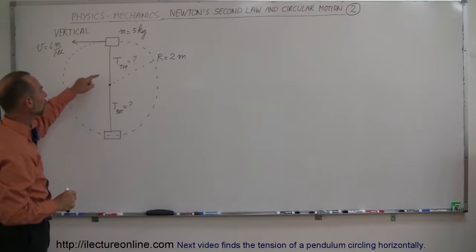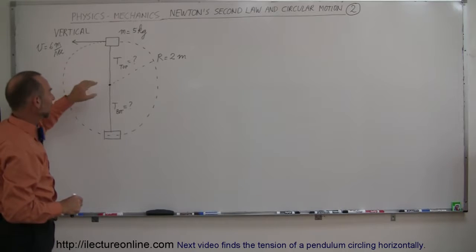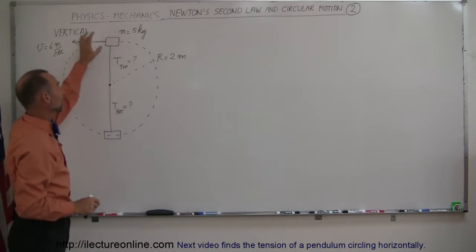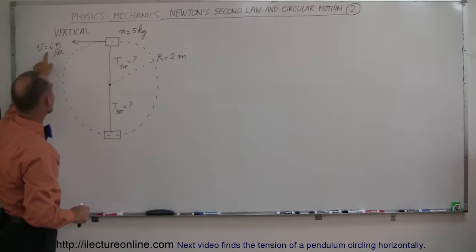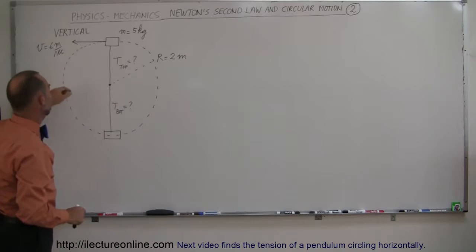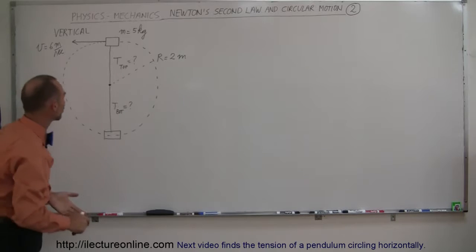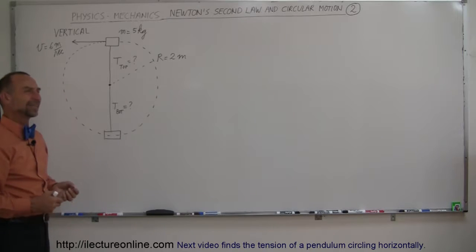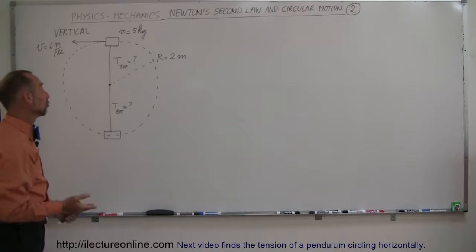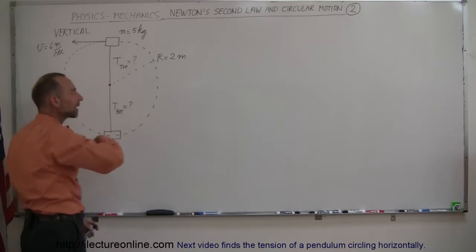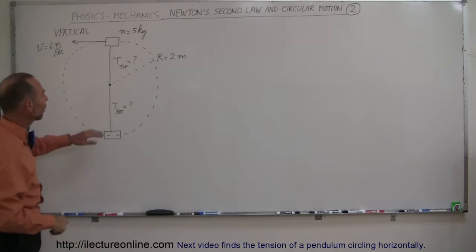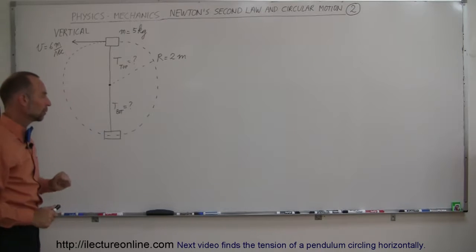What is the tension in the string when the object is at the top, and what is the tension in the string when the object is at the bottom if the object is going around the circle at a constant speed of 6 meters per second? So that's kind of a strange mechanization because normally it would go faster at the bottom and slower at the top. But what if we keep this thing going at a constant speed of 6 meters per second? What would be the tension here and what would be the tension there?